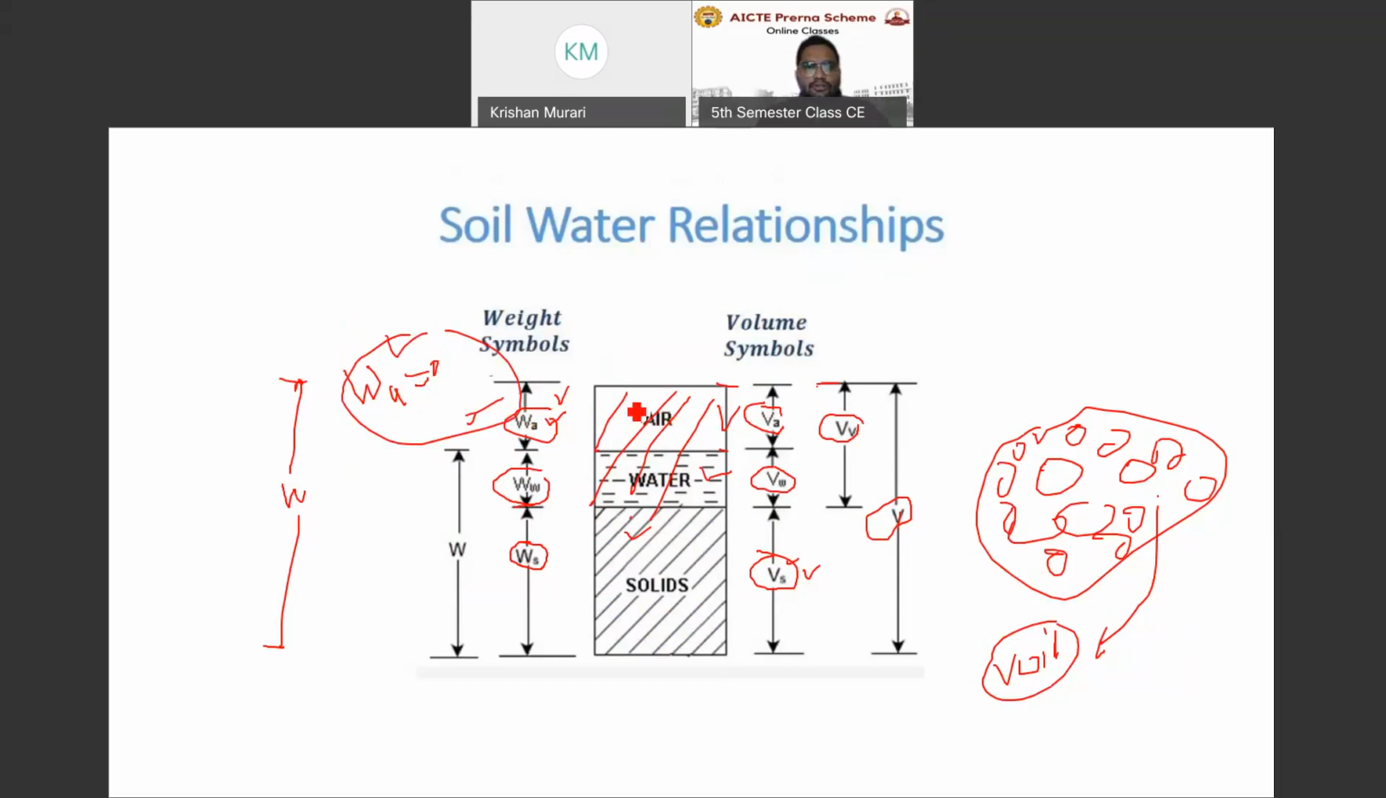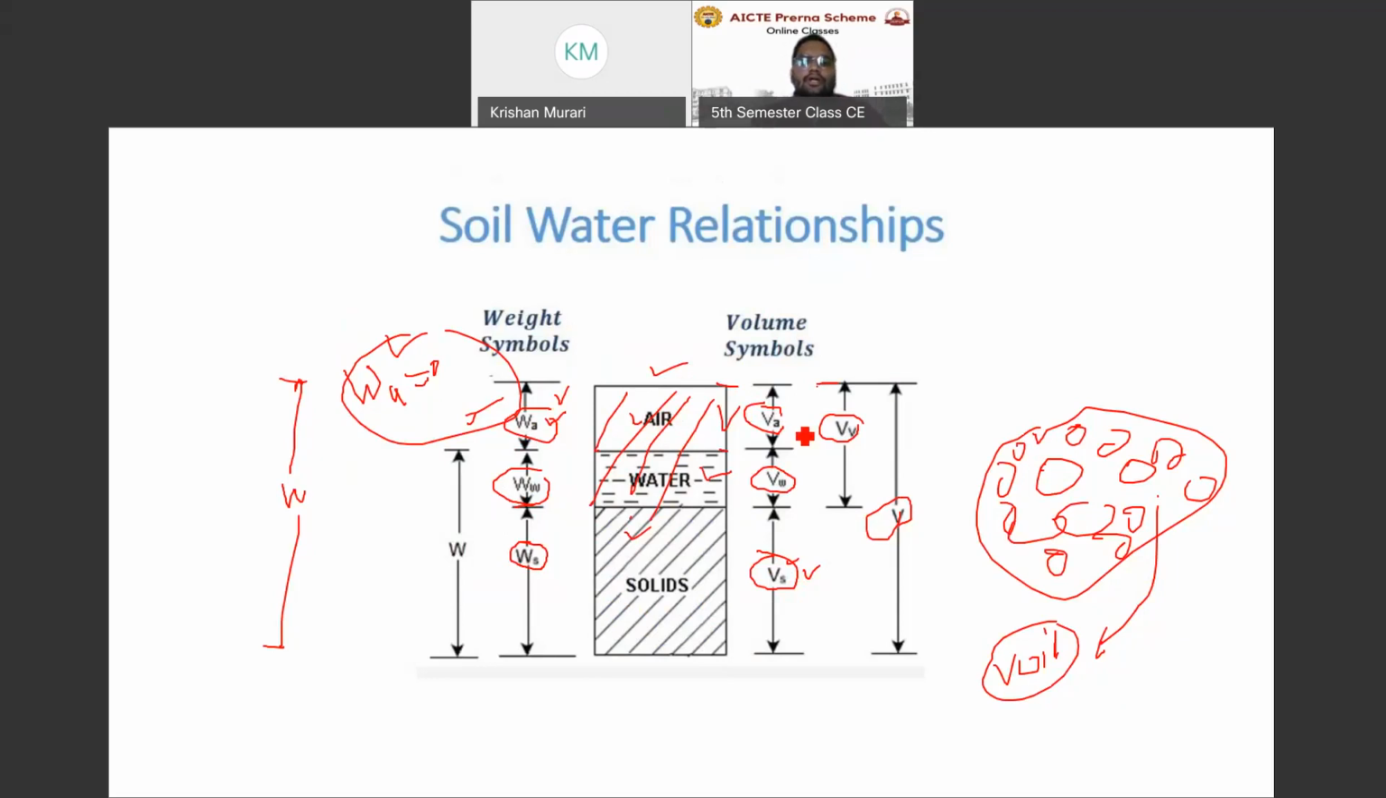You have to memorize this representation and make it a permanent memory. Whenever I talk about the volume of air, you have to keep in mind I am talking about Va, and whenever I talk about the volume of water, it is Vw. Volume of solid is Vs, weight of solid Ws, weight of water Ww, and weight of air is neglected here.